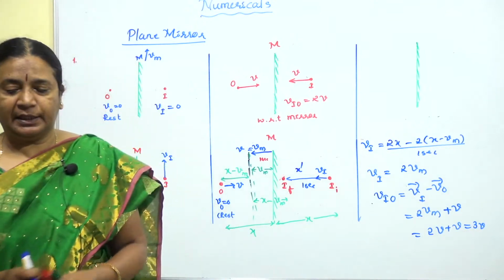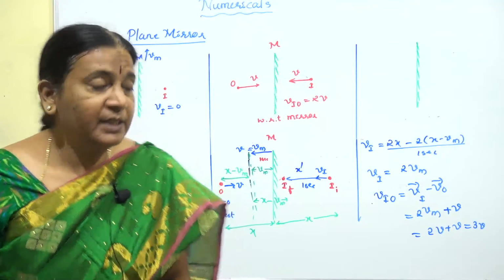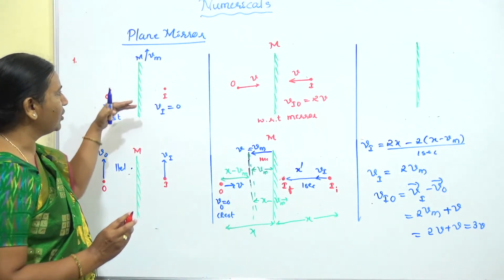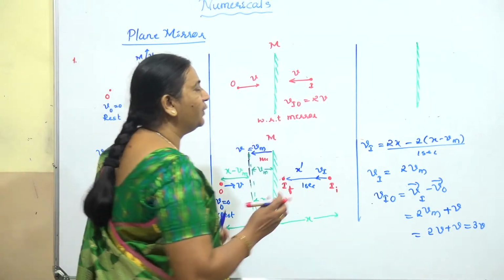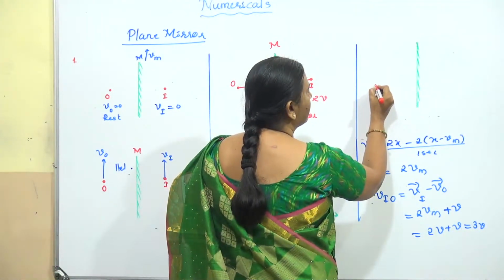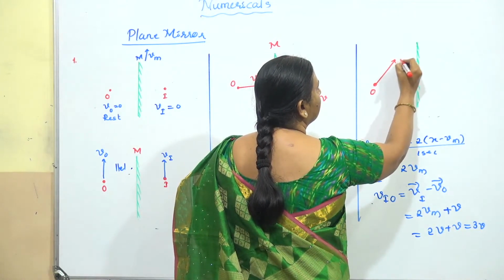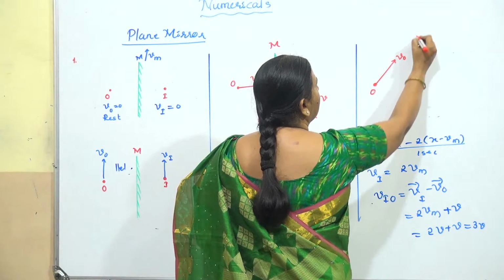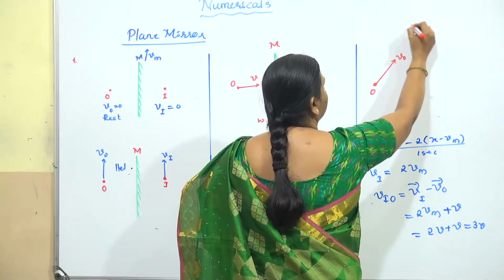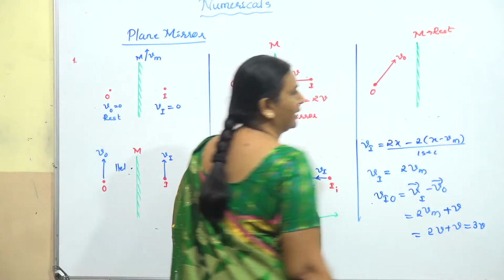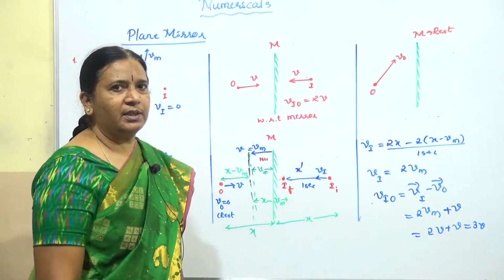Now one more case. Instead of moving parallel or perpendicular to the mirror, suppose the object is moving in some other direction, like this. This is the velocity of the object. Now let the mirror be at rest. This is at rest. What happens to your image here?